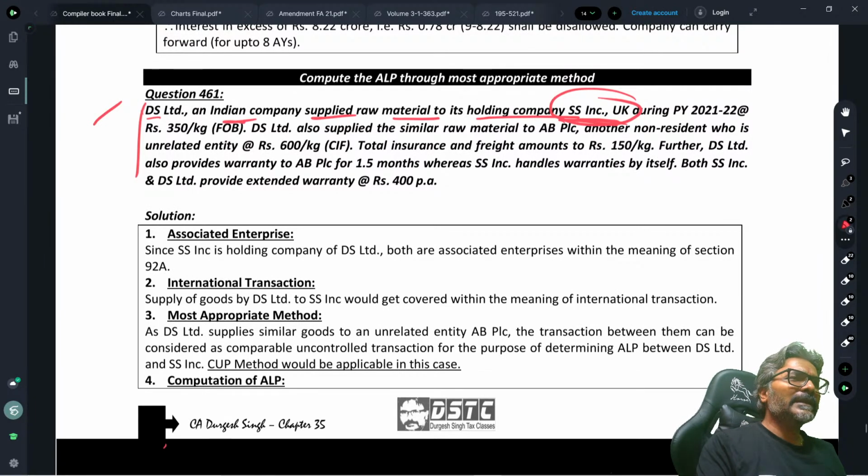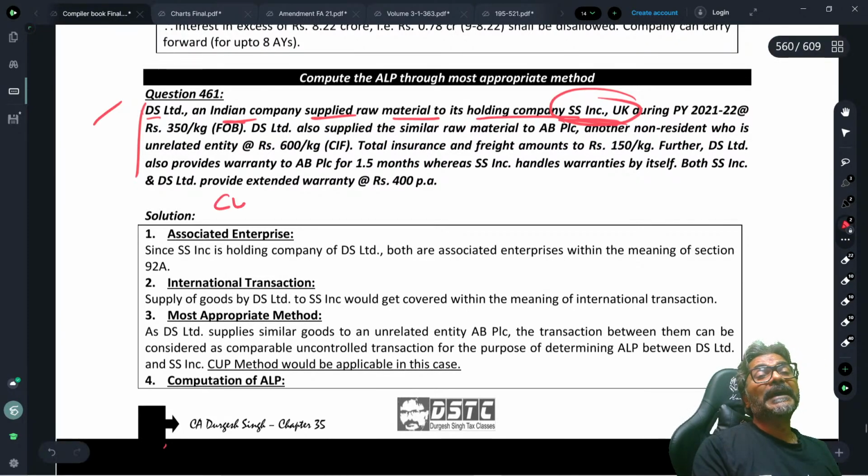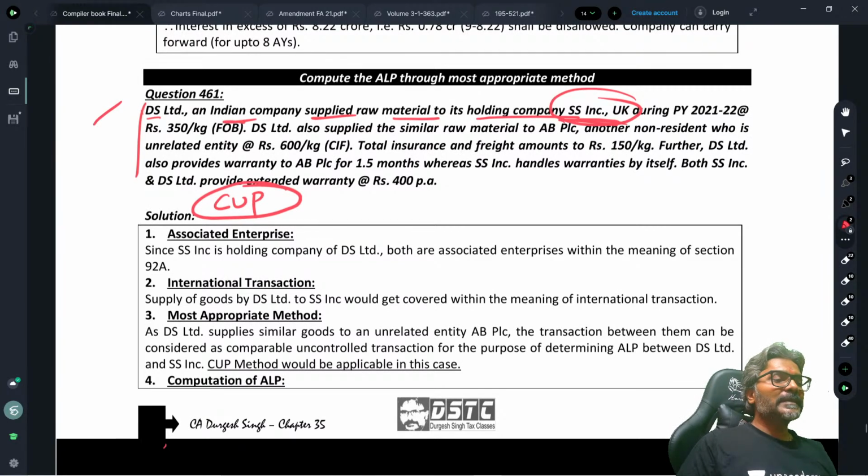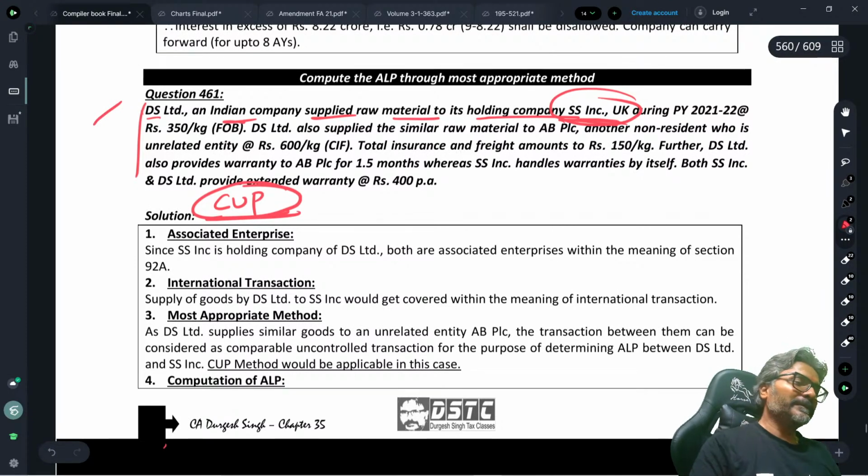So all the criteria of international transaction is satisfied, and therefore, do you have to determine the ALP? And the answer is yes. You will have to then determine the ALP as per section 92(1). And now the ALP is to be determined as per which method? Which method seems to be the most appropriate method looking into the question? It is the CUP method.